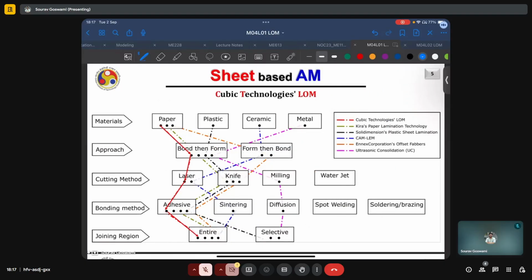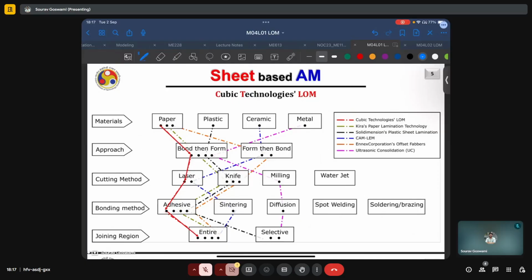For the first technology, which is cubic technologies laminated object manufacturing, the feedstock material that is used is paper. The approach used is bond and then form. We will bond the entire new, say, rectangular region of paper onto the existing deposit and then cut the useful shape out of it.